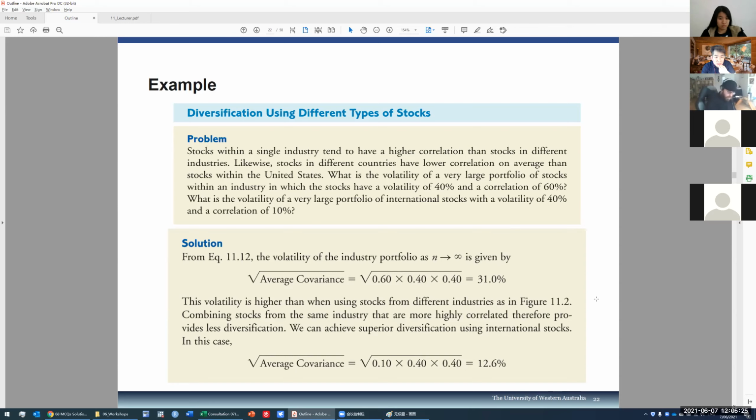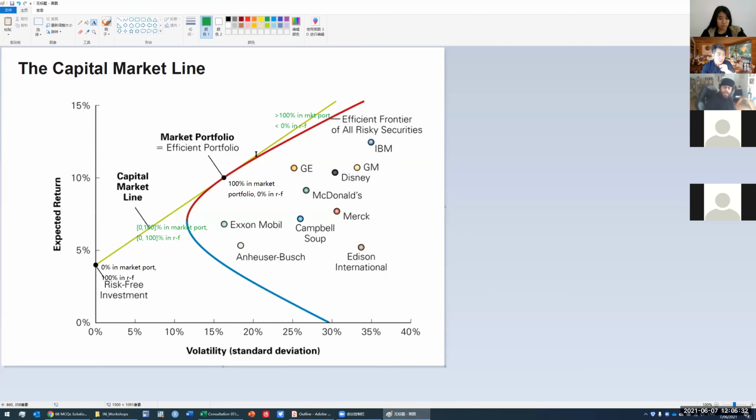So, Jade asks, what does greater than 100% in market performance mean? That means if you have $100,000 invested in the market portfolio, at 100%, and you borrow 20 grand from a bank, you now have 120 grand invested in the market portfolio. That's what I mean. But of course, you have to repay that 20 grand sometime in the future, right?